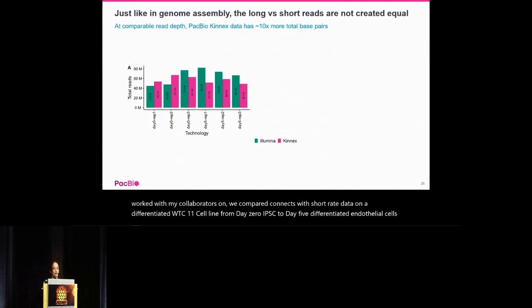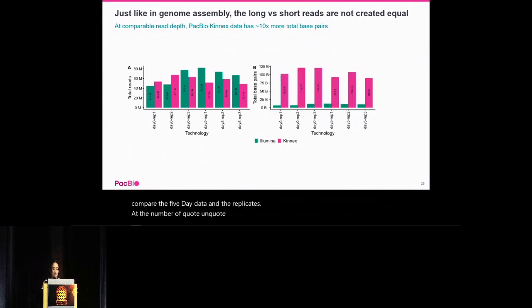Just to show you some of what the data looks like, the reads are not created equal. Just like in genome assembly, the long versus short reads are not the same length. When we compare the 5-day data and the replicates at the number of quote-unquote reads, they look about the same. But if you look at the number of bases, there's 10 times more bases in the Kinnex data. Why is that? Because the Illumina data is 2 by 150, and the Kinnex is anywhere between 1 to 10 kilobases. It's the entire transcript.